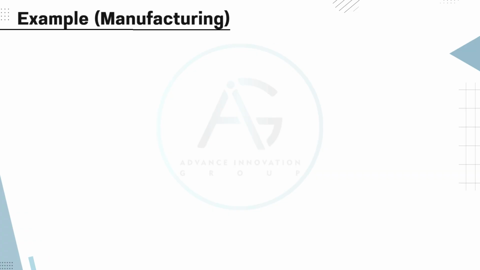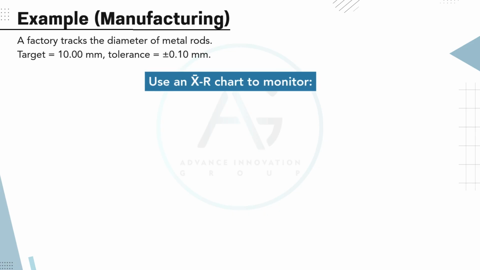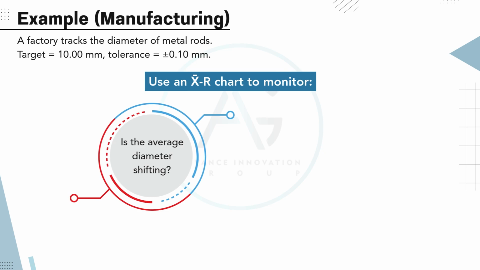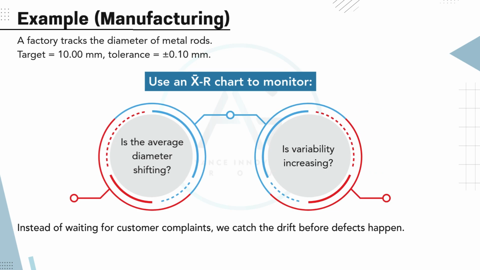Example: manufacturing. A factory tracks the diameter of metal rods. Target equals 10.00 millimeters. Tolerance equals plus or minus 0.10 millimeters. Use an X bar R chart to monitor: is the average diameter shifting? Is variability increasing? Instead of waiting for customer complaints, we catch the drift before defects happen.